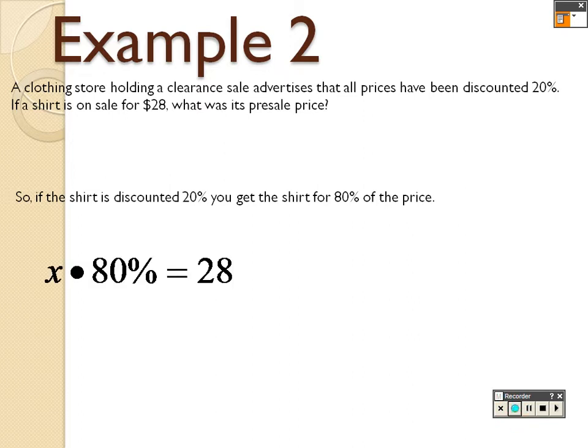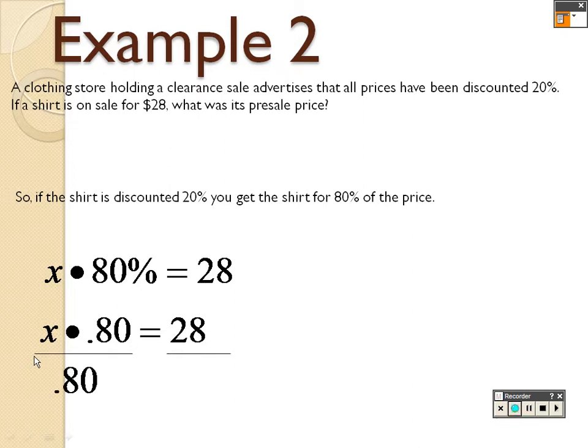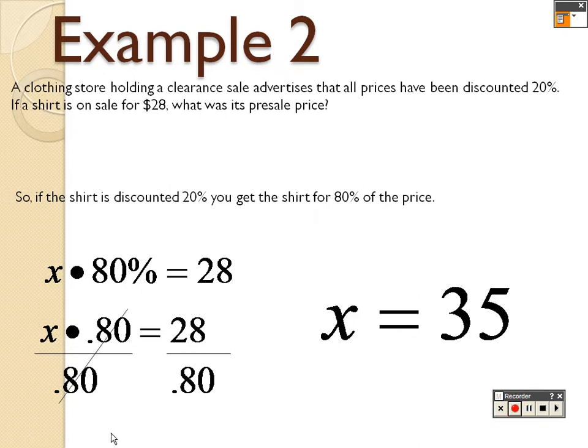So 80% of whatever the original value was is $28. So that's the equation we're trying to figure out. We're trying to figure out, hey, 80% of the original value is how we get this 28 bucks. So what is the original value? Well, to solve with percents, we have to rewrite it as a decimal, so that's 0.80. So I divide by 0.80 on both sides to solve for x. 28 divided by 0.8 is 35, so the original price was $35.